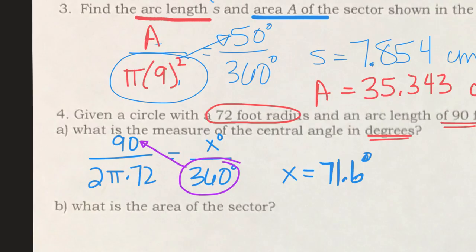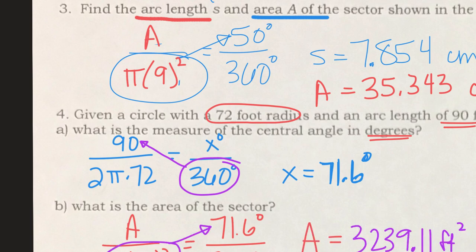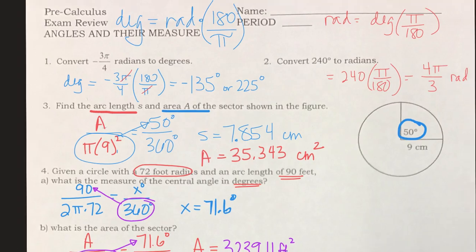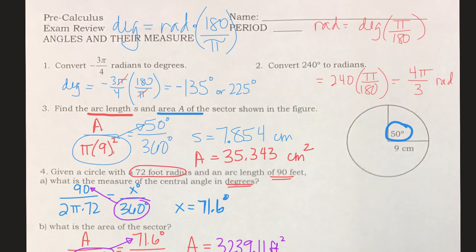And now it says what's the area of that sector? So area over pi radius squared. So pi 72 squared equals the angle which we just found, 71.6 over 360. Area is pi r squared, so area over pi r squared. So that's the area of that sector that we found the degree for. So there's some pretty basic things about arc length, sector area, and converting from radians to degrees and from degrees to radians. Now let's talk about the other fun stuff.